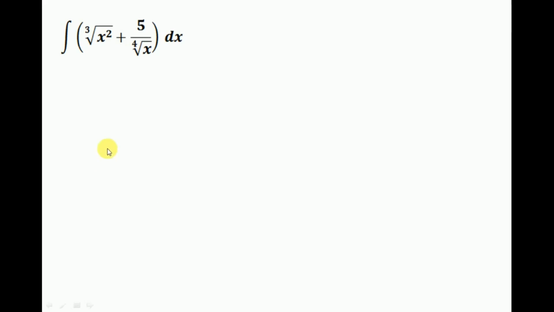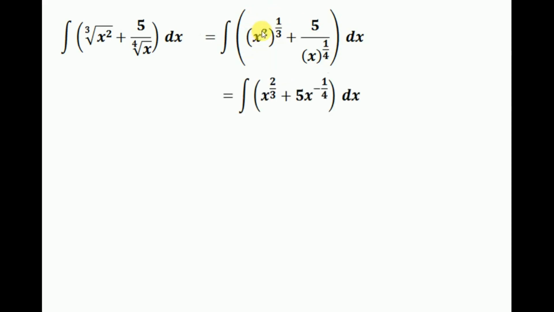Similarly, let's solve this question. First I'll simplify this root. This is the cube root of x square, which means x square to the power 1 by 3. Similarly, the fourth root of x is x to the power 1 by 4. Now I'll simplify this further. I'll multiply this 2, and I'll take this x to the numerator and it will become minus 1 by 4. Now I'll open the bracket and integrate them individually.